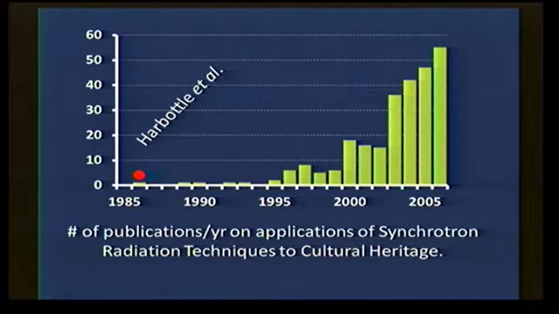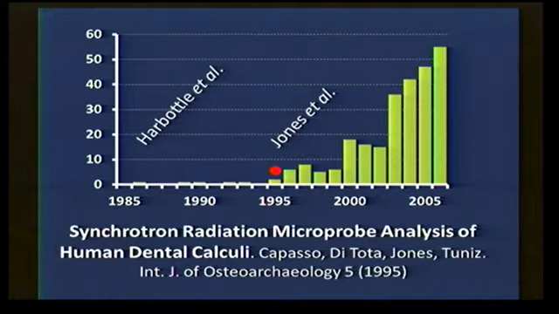So we are here in 1986, and you can see it took a while before the publication rate really took off. There were a couple of experiments in Japan and in France, but the other premiere was this particular paper here, and that was the first attempt to use synchrotron radiation to look at organic archaeological materials.